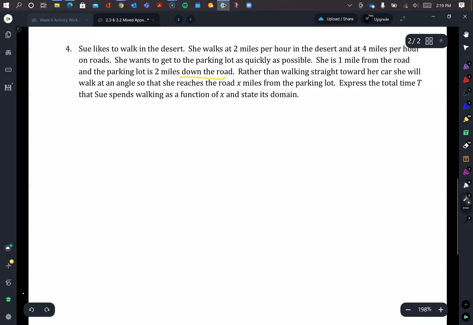Rather than walking straight toward her car, she will walk at an angle so that she reaches the road X miles from the parking lot. Express the total time t that Sue spends walking as a function of X and state its domain.